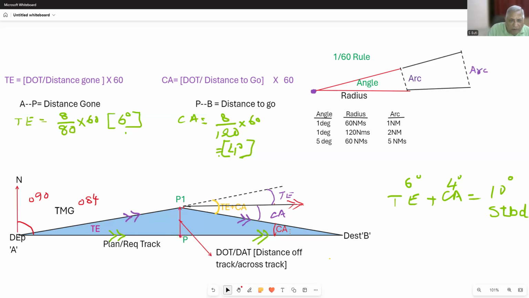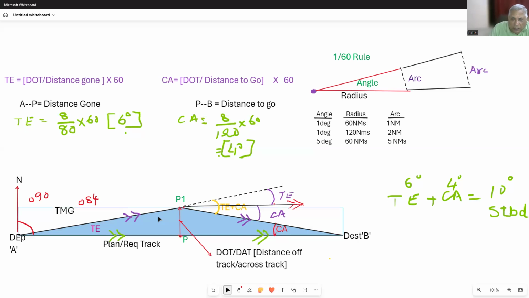For this example, I've taken distance to go as 120. The total distance was 200. So my closing angle works out to 4 degrees, 8 by 120 into 60. So I will turn right by 10 degrees to the starboard. That should be my answer. And mind you, not only 10 degrees, but 10 degrees to starboard because you are to the port.